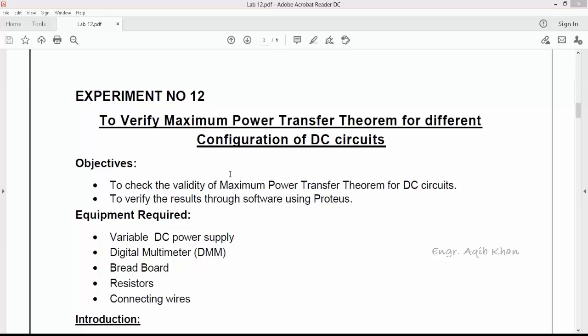The equipment required for this lab are variable DC power supply, DMM, breadboard, resistors, and connecting wires. Basically, the maximum power transfer theorem is not so much a means of analysis. In fact, it is an aid to system design. Sometimes in engineering, it is required to design a circuit that transfers the maximum power to a load from a given source. The theorem is used to ensure that a load receives maximum power from the source.